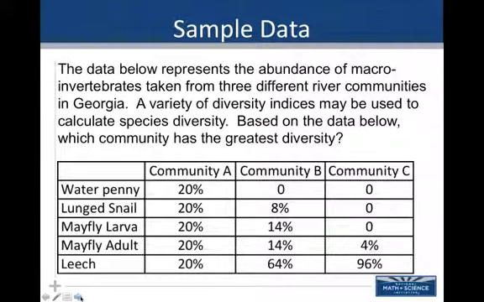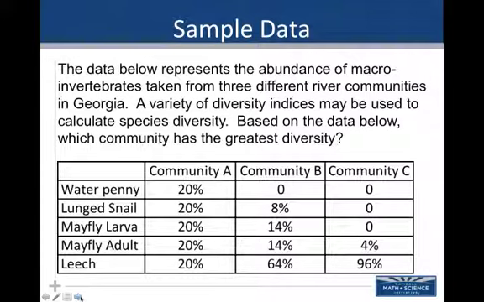I generally tend to work with my students on Simpson. A couple reasons for that. The Shannon Weiner requires logs, and you don't have a calculator in AP Bio or AP Environmental where you would be able to do a log. And the Simpson index does not. So I generally stay with the Simpson index, but I want you to be aware that there are other species diversity indexes out there. I just generally tend to do Simpsons.